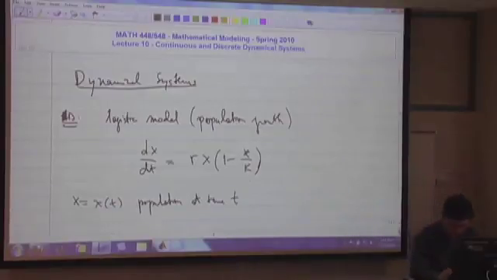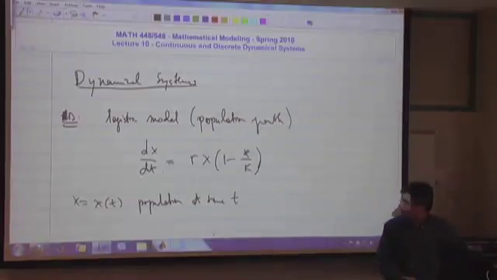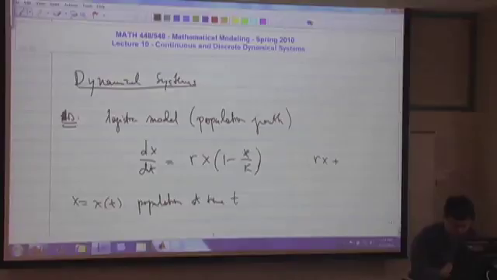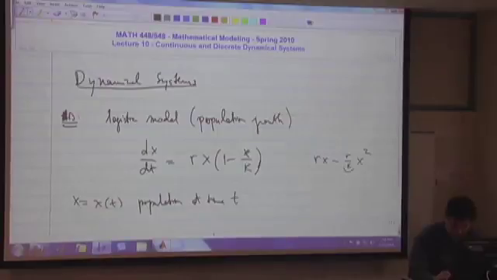Then, in parentheses, the growth rate of the population, the rate of change, has this expression: Rx minus R over K x squared. So this is just a constant. Think about it as just a positive constant A, right?